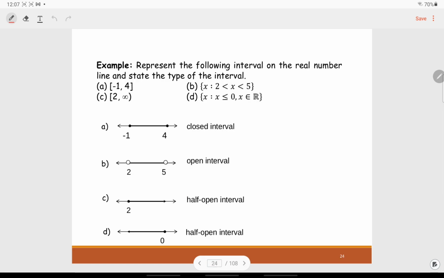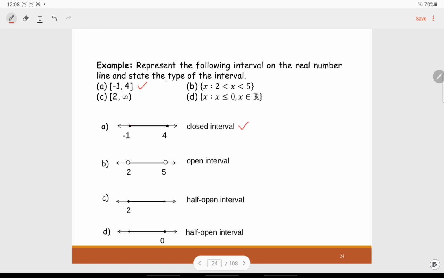All right, in this example, represent the following intervals on the real number line and state the type of interval. First of all, we have this closed interval. In this type of interval, we have a solid line moving from -1 up to 4, and we use black circles because we're dealing with a closed interval. So the answer is closed interval.